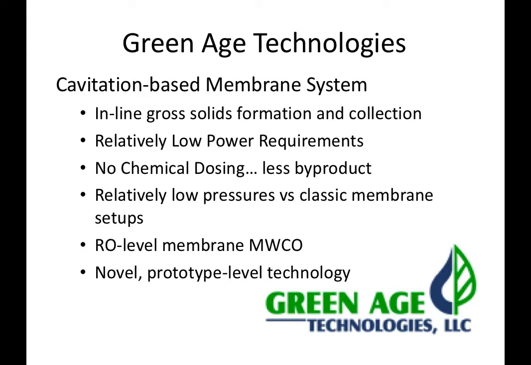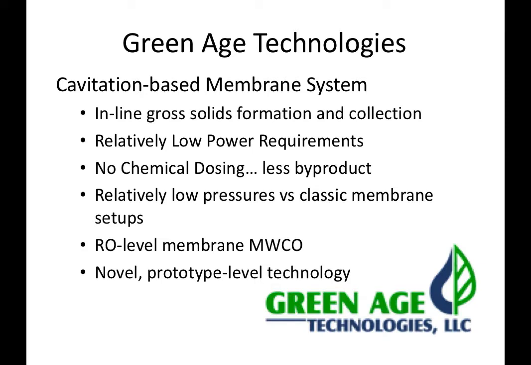Relatively low power requirements when compared to traditional membrane systems or even traditional chemical adjustment systems. There is no chemical involved, which is pretty incredible, and a lot of chemists will argue with you about this even being a possibility. Relatively low pressures versus classic membrane setups. In a traditional RO system, to overcome the osmotic pressures that are trying to push back into the membrane, you're up around 500 psi, all the way up to 1,000 psi, which obviously requires some serious pumps, serious energy to get that kind of pressure going in your system.